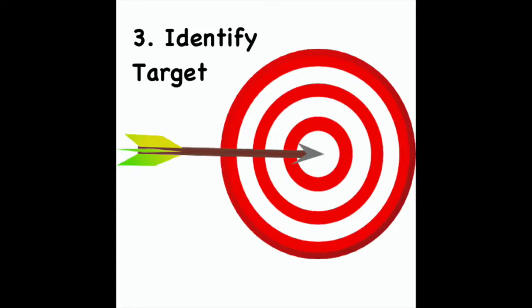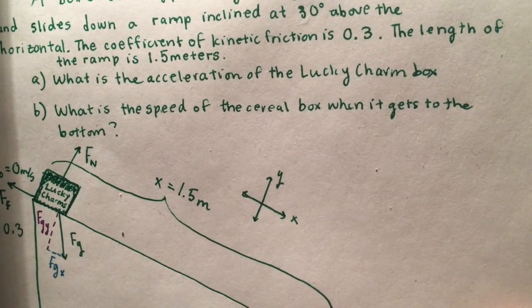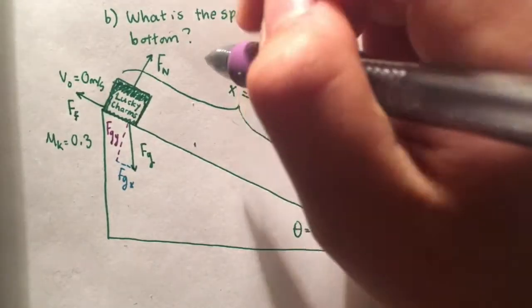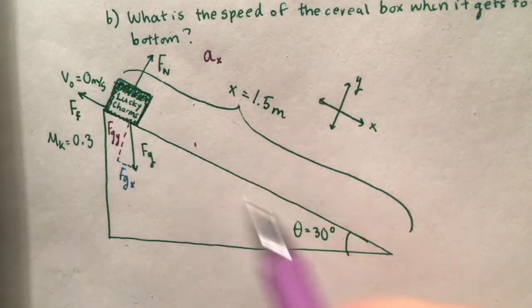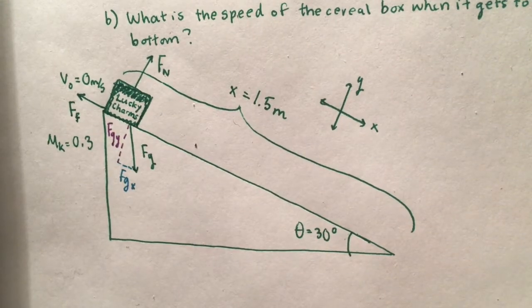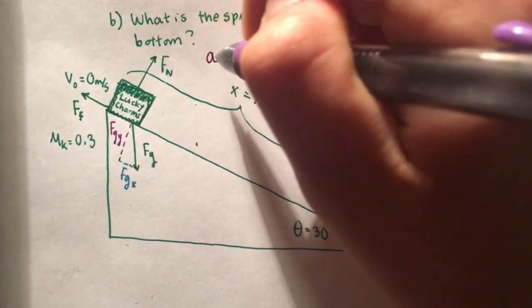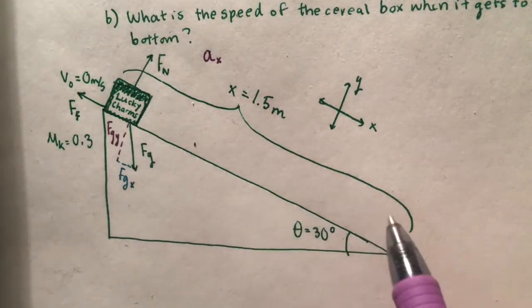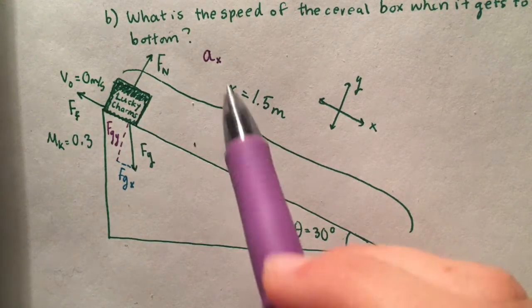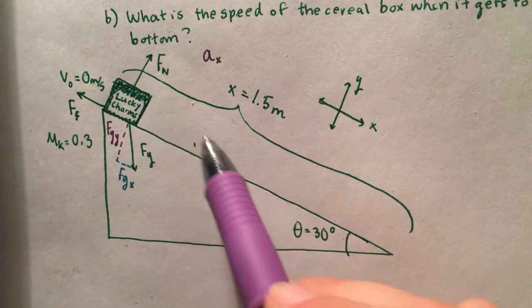What is our target? Well, part A is asking us, what is the acceleration of the Lucky Charms box? So I'm going to write my target, our acceleration, and it is in the x direction because our x-axis is parallel to the plane, and the block is speeding up parallel to the plane, which means that the acceleration is parallel to the plane. Specifically, the acceleration is positive because the block is speeding up in the direction of the positive x-axis, which means the acceleration is positive and also in the direction of the positive x-axis.